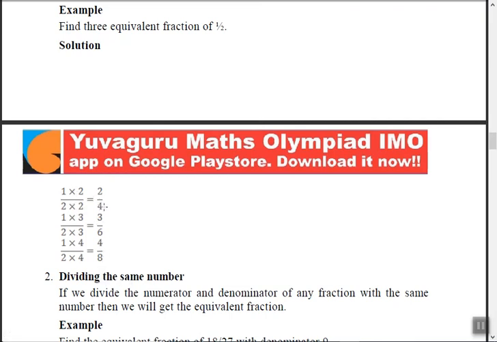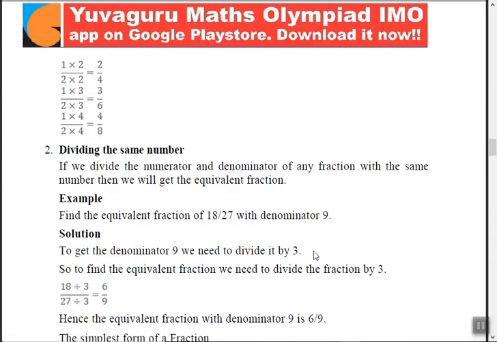Next, dividing by the same number. Same logic: if we divide the numerator and denominator of any fraction by the same number, then we'll get an equivalent fraction. For example, see this 18 upon 27. We divide this by 3: 18 upon 3, 27 upon 3. So 6 upon 9. It's again one and the same only.